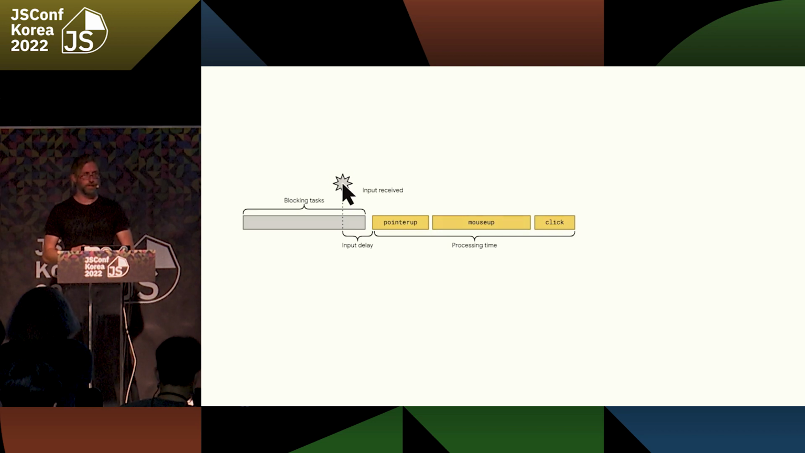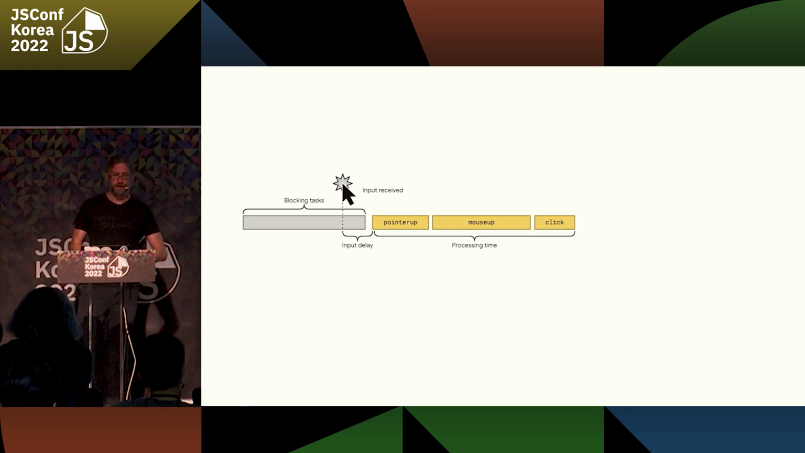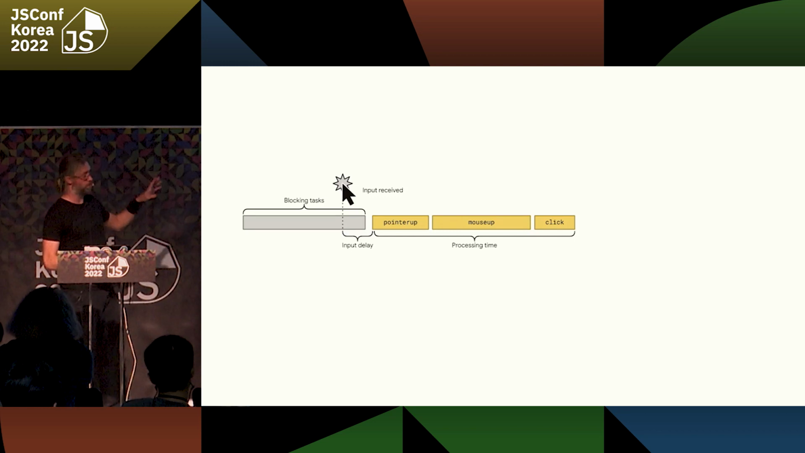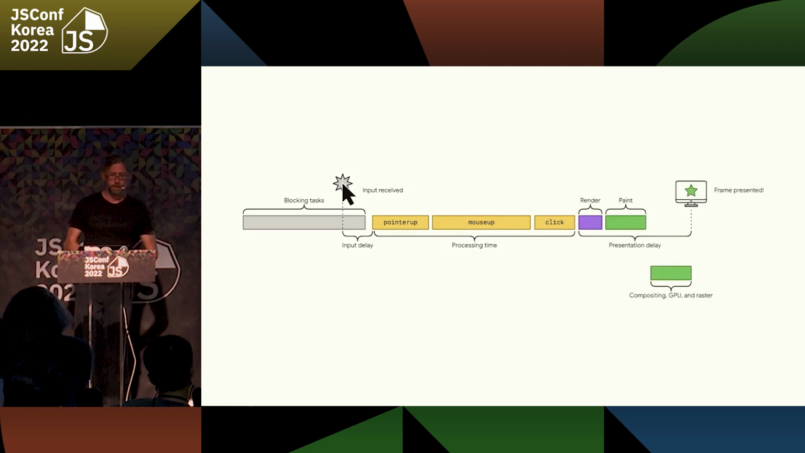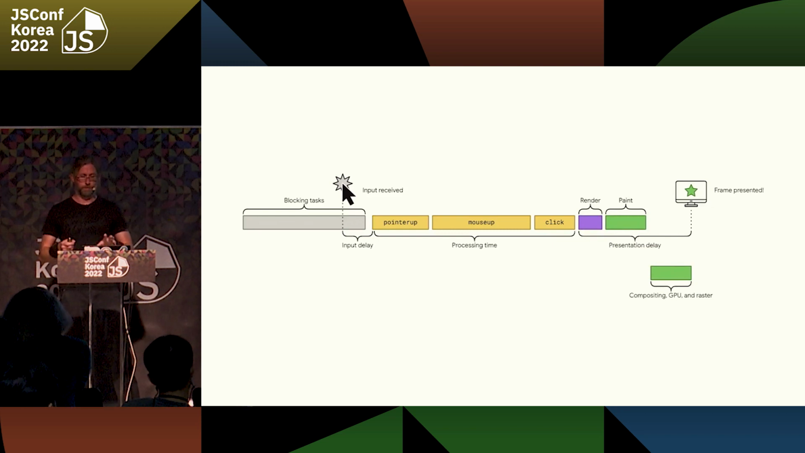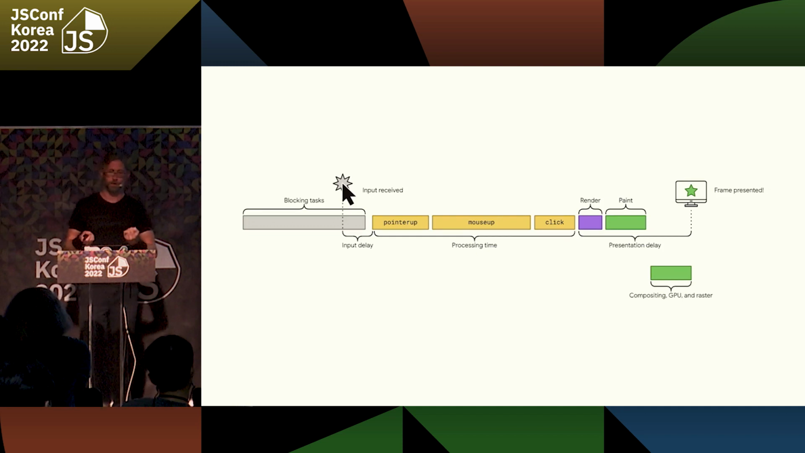Once the input delay is over, the event handlers responsible for driving the interaction can run. Now here we see a set of event handlers for a mouse click. The goal here is to ensure that those handlers run as fast as possible. You don't want those event handlers to run for too long, because the browser has work to do after that in order to present the visual feedback the user needs in order to see that something has happened.